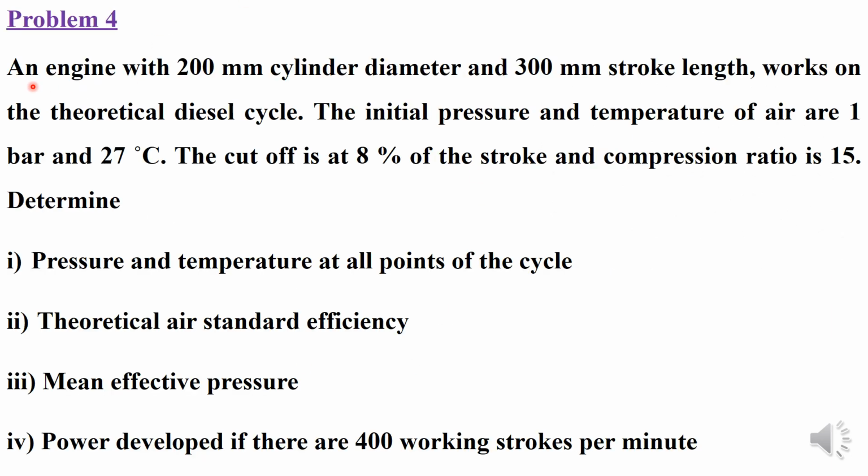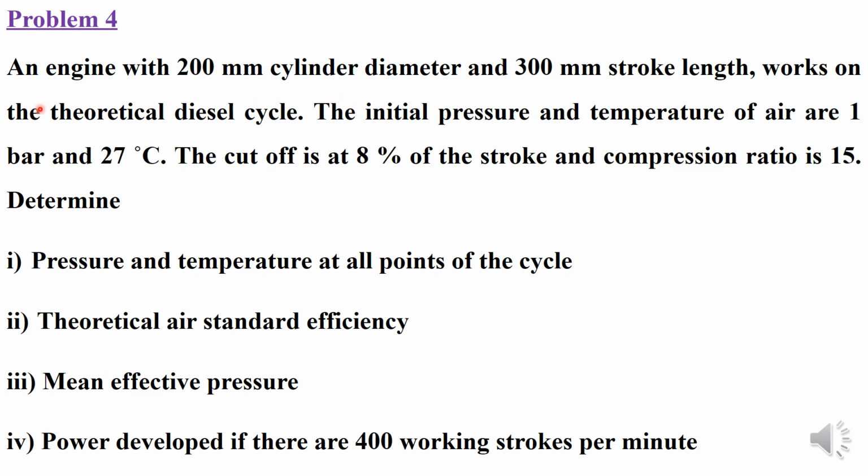The question states an engine with 200 mm cylinder diameter and stroke length of 300 mm. So D and L are given. Why are they given? To find out the swept volume. Swept volume is nothing but pi by 4 D squared into L. D you know, L you know, so you can find out the swept volume.